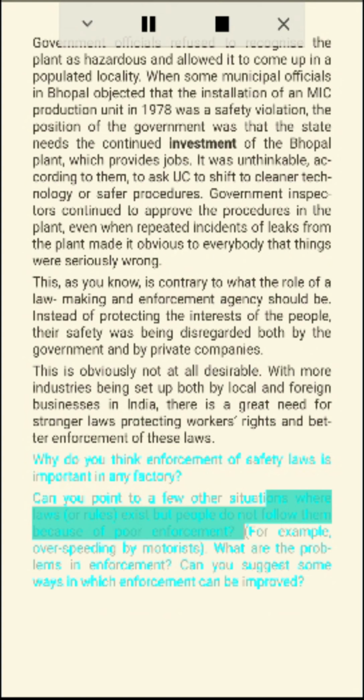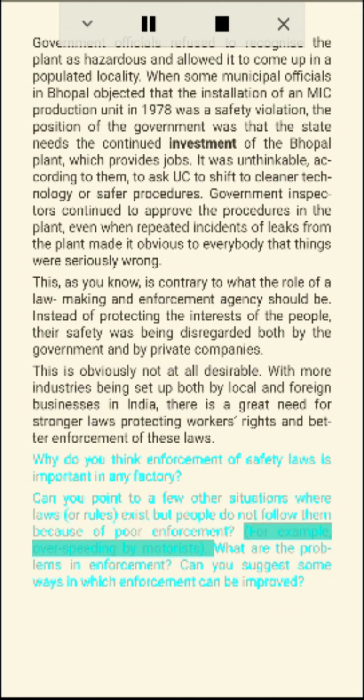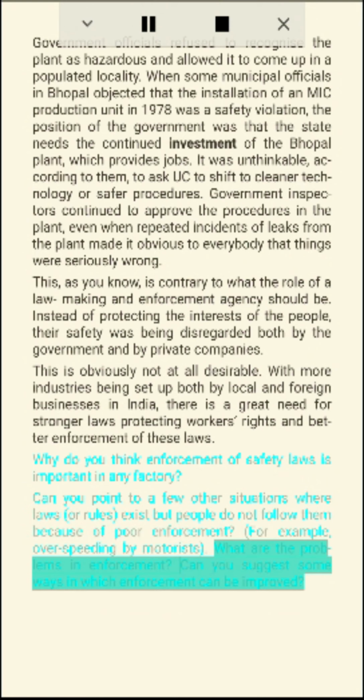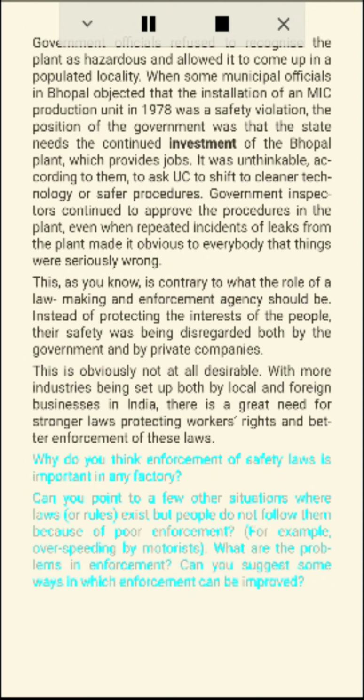Why do you think enforcement of safety laws is important in any factory? Can you point to a few other situations where laws or rules exist but people do not follow them because of poor enforcement? For example, overspeeding by motorists. What are the problems in enforcement? Can you suggest some ways in which enforcement can be improved?